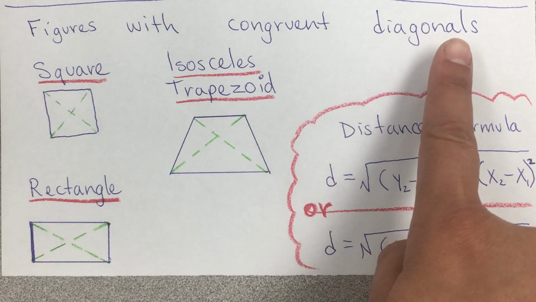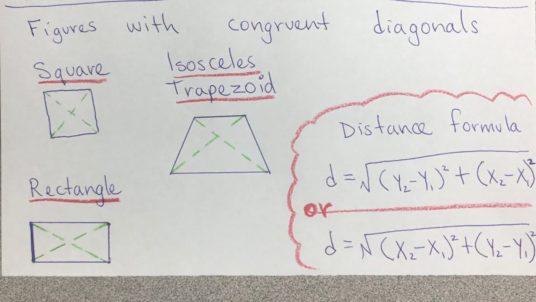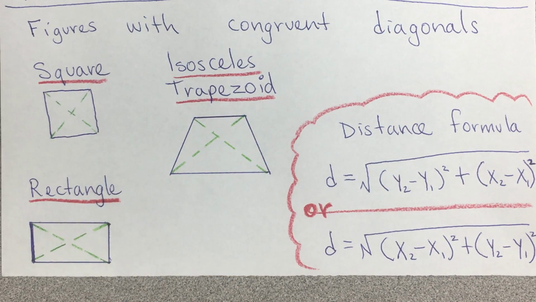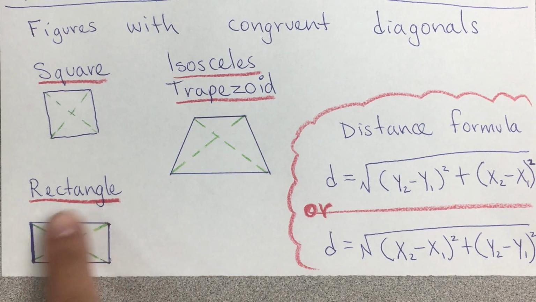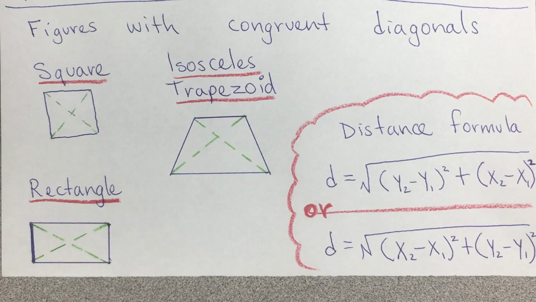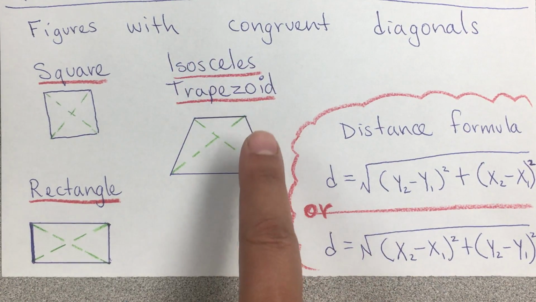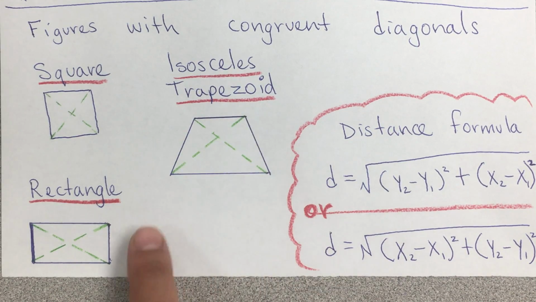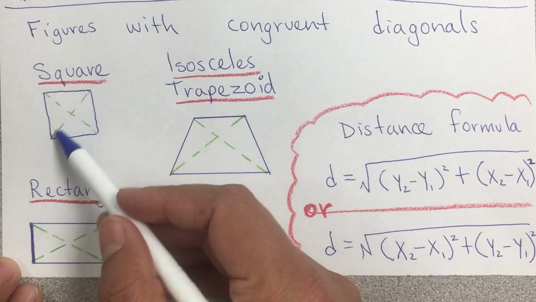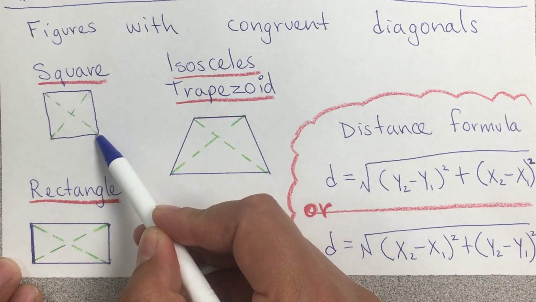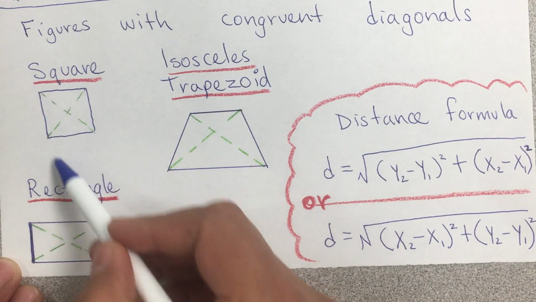Figures with congruent diagonals, meaning that they have the same measurement, are squares, because if you draw their diagonal, they're going to be the same measurement. Rectangles also have congruent diagonals, and isosceles trapezoids also have congruent diagonals. So diagonals are these green lines that go from one corner to the other corner, but not next to it, because that will be the side.